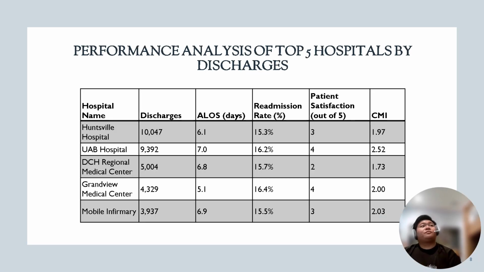Next is the chart for performance analysis of the top 5 hospitals by discharges, and you can take a look at it. We have Huntsville Hospital, UAB Hospital, DCH Regional Medical Center, Riverview Medical Center, and last one is Mobile Infirmary.